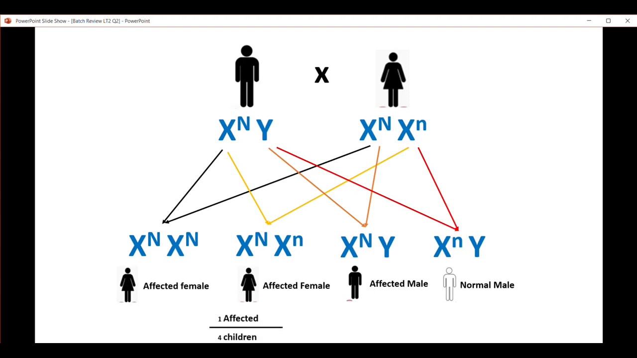So in this case, instead of just one affected, we have 3 affected out of 4, and that should be 75%. But if the question is how many would be normal, that will be 1 out of 4 children, and that will be 25% normal children. So you will be having this kind of combinations or percentages with this kind of cross between an affected male and a heterozygote affected female. Okay, and now of course, if you take note of the males only, 50% of the males will be affected, while all of the females, 100%, will be affected.